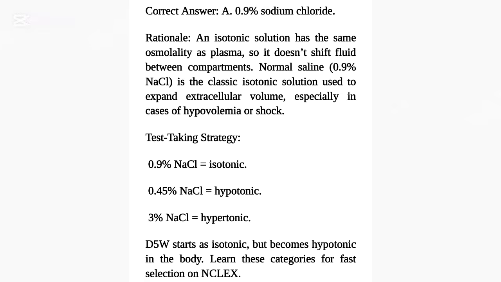Normal saline, 0.9% NaCl, is the classic isotonic solution used to expand extracellular volume, especially in cases of hypovolemia or shock. Test-taking strategy: 0.9% NaCl equals isotonic, 0.45% NaCl equals hypotonic, 3% NaCl equals hypertonic. D5W starts as isotonic but becomes hypotonic in the body. Learn these categories for fast selection on NCLEX.